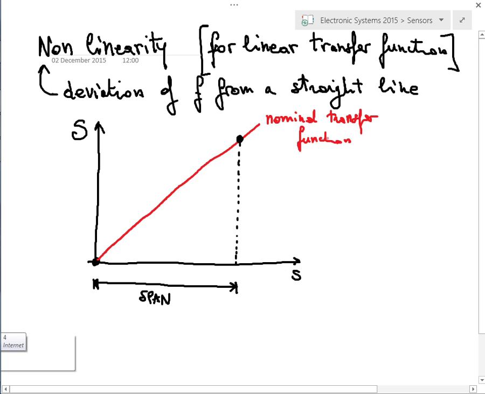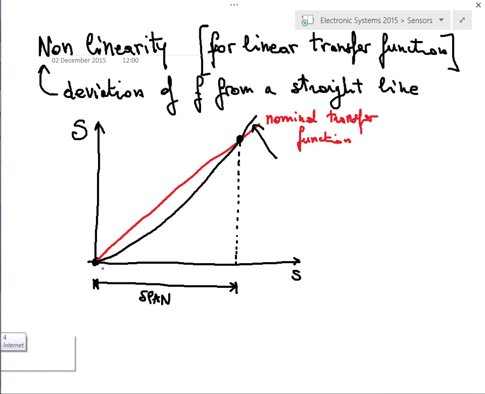Then the actual transfer function, sometimes even if we approximate it as a line, might be different. For example, might be this one. This is after calibration, because as I mentioned, we make the calibration, for example, at the limits of the span. For example, 0 and 100 degrees if we're considering a temperature sensor. So in black we have the actual transfer function.